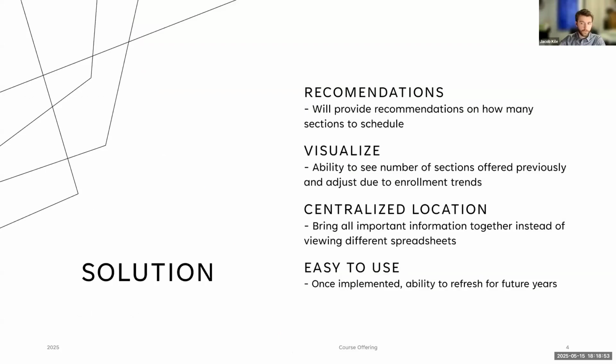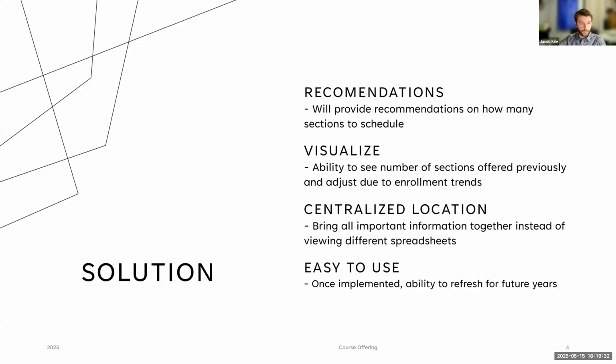So what does our solution do? It identifies 4 key features: recommendations, visualizations, a centralized location, and ease of use of the tool. In terms of the recommendations, we want to provide how many sections to schedule based off of the current enrollment trends, and visualizations of past offerings and trends that you may see with the data. Like if the previous year you had 3 courses, but all of them weren't filled that much, maybe switch it down to 2 courses to hope to have higher enrollments in those 2 courses.